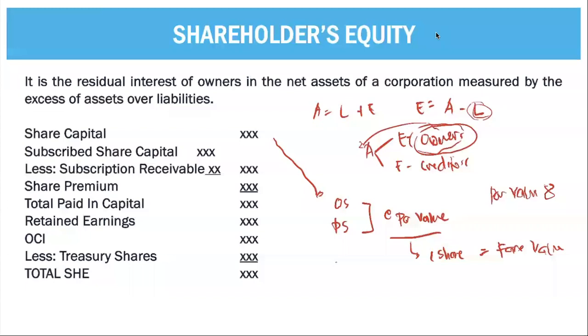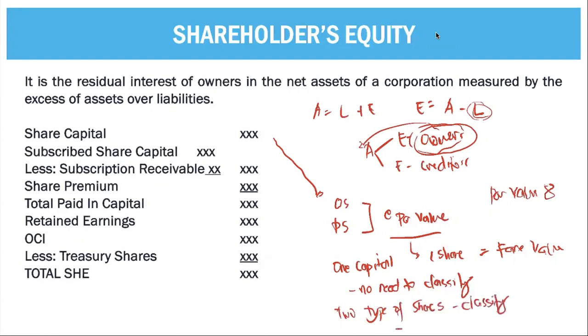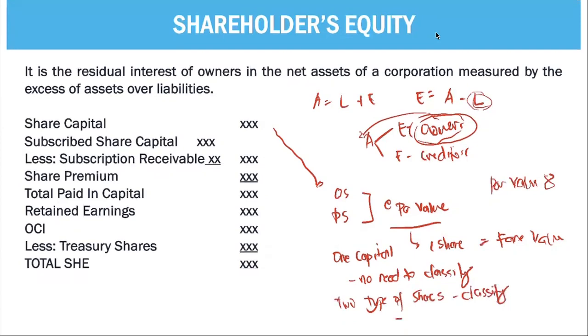But please, if it is only one type of capital, there is no need to classify. But if it is two types of shares, you should classify. So how should we classify your share capital if it's two types of shares? You should place ordinary share capital for ordinary shares and preference share capital for preference shares. Okay, so your share capital is your ordinary shares and preference shares, always at par value.